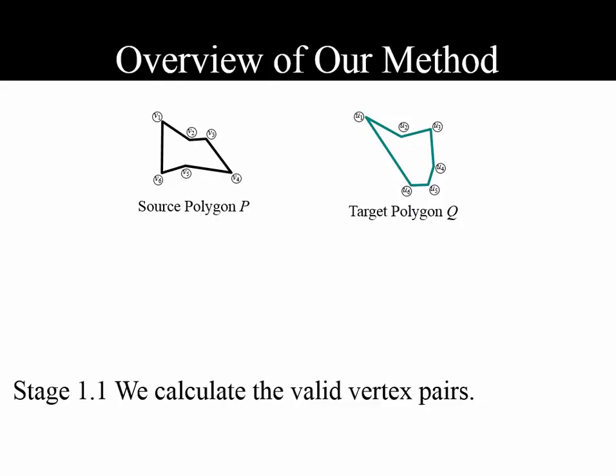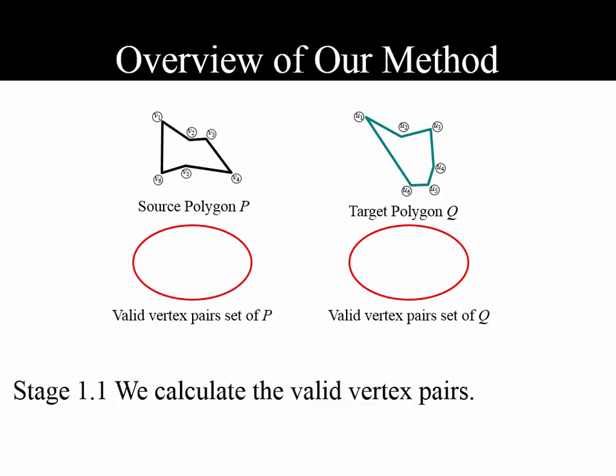In this paper, we propose a new method to compute compatible triangulations of two polygons, which allows us to create smooth transformations between two different shapes. Our method works in 3 stages. In the first stage, we calculate the valid vertex pairs.